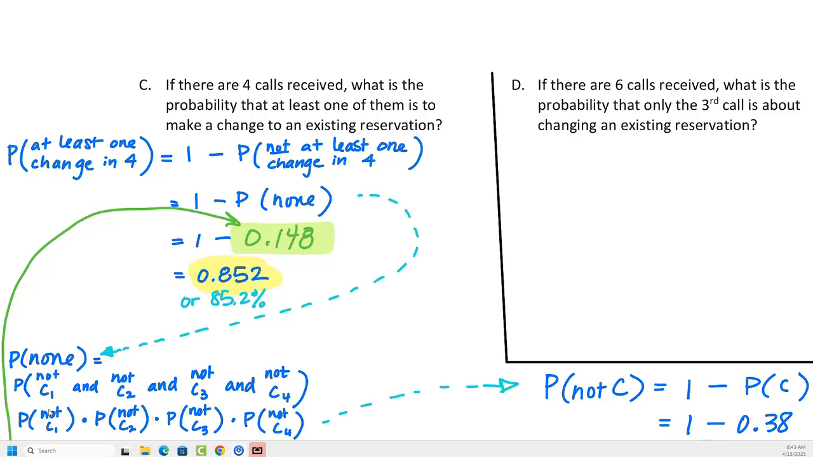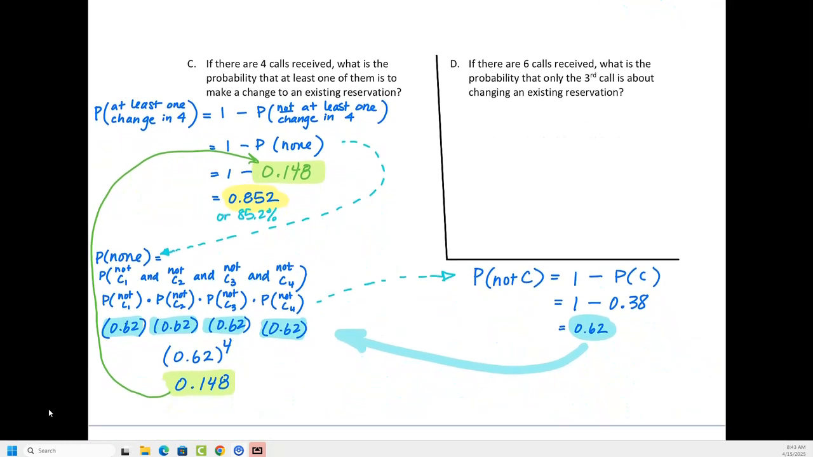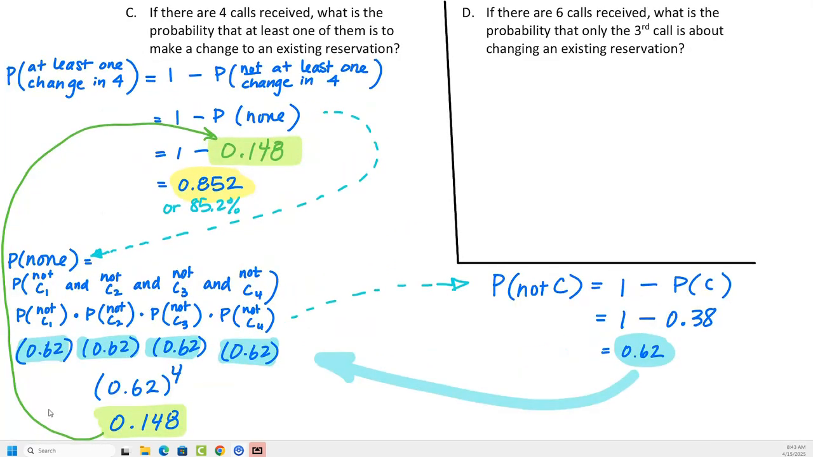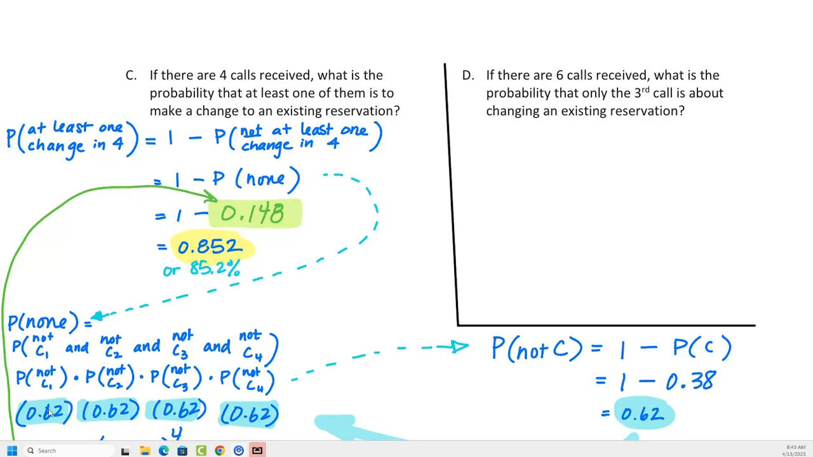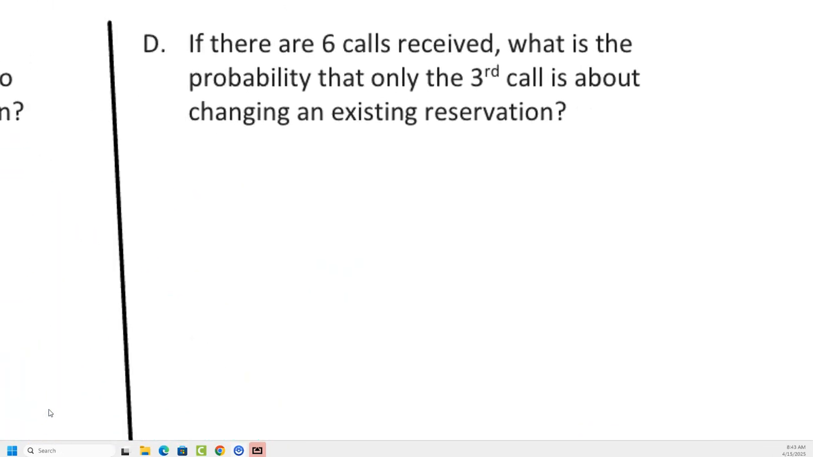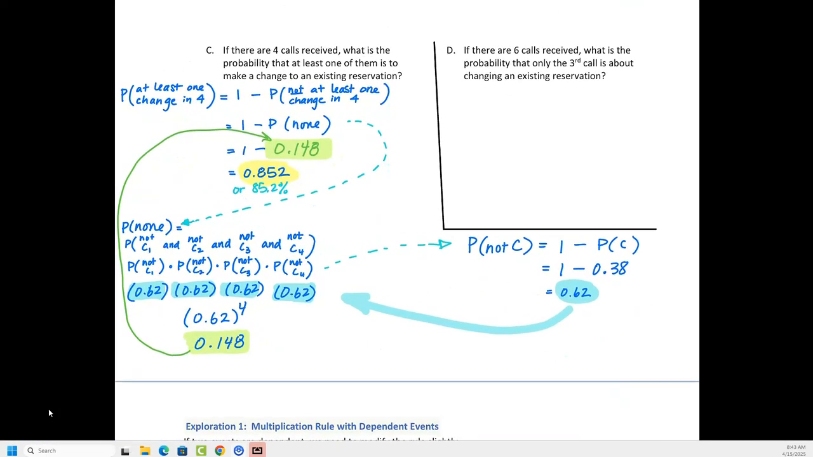Okay, how are we doing? Oh, okay. D, if there are 6 calls received, what's the probability that only the 3rd call is about changing an existing reservation? 6 calls, oh my gosh. I think they're trying to kill me. Were you done copying that down? Is anyone still copying this down?